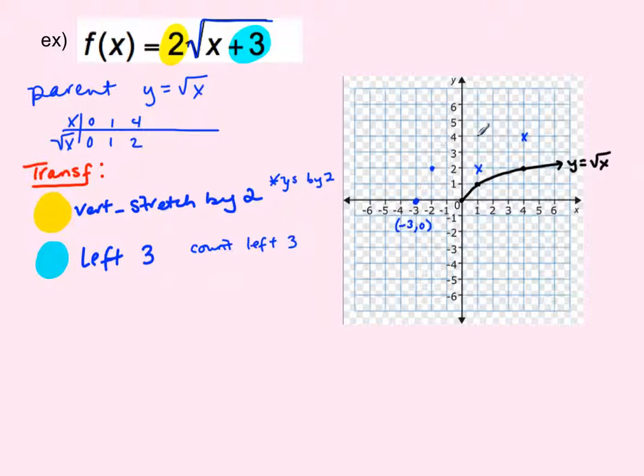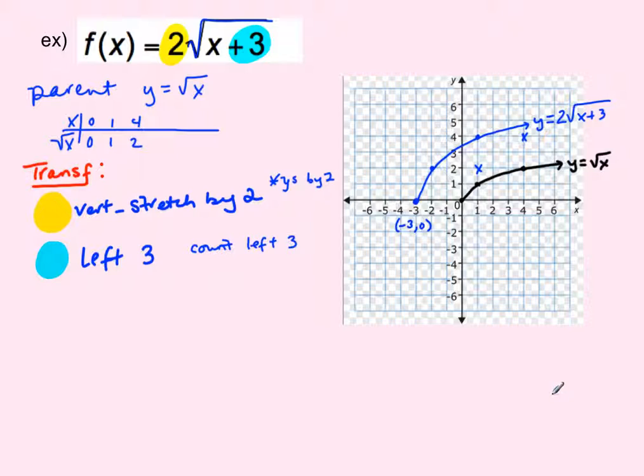1, 2, 3. So the x's are where it would be after the stretch, and then the dots are where it will be after the stretch and the translation. So I take these and I curve them so it keeps that parent shape. So this is y equals 2 times the square root of x plus 3.